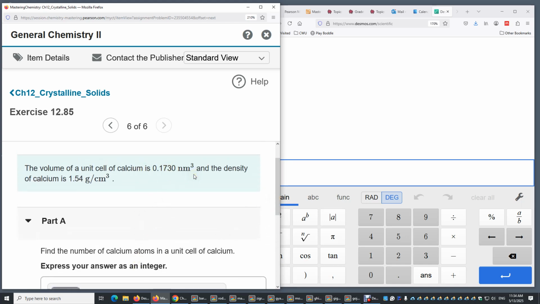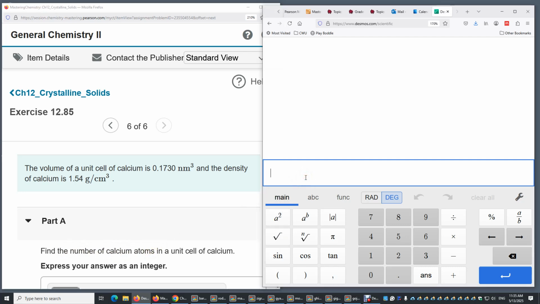How do we tackle the problem? We're given the volume of a unit cell, we're given the density. Provided these two pieces of information, we should be able to get the mass of calcium in a unit cell, and then divided by the mass of a single calcium atom, we should be able to find the number of calcium atoms. Now let's work on this.